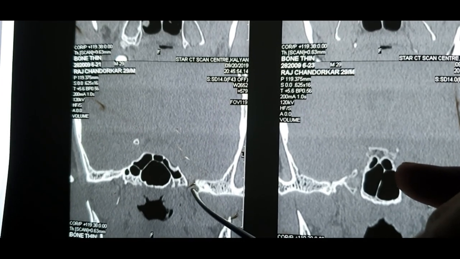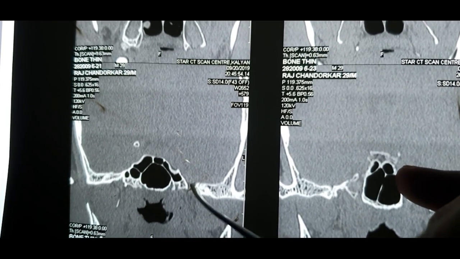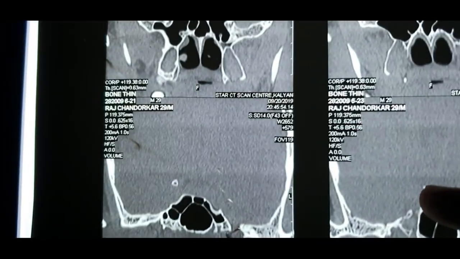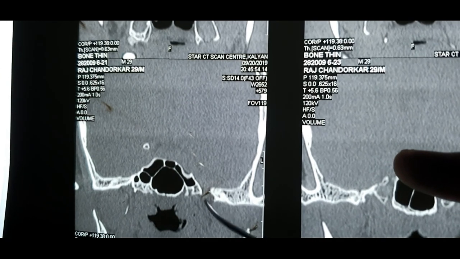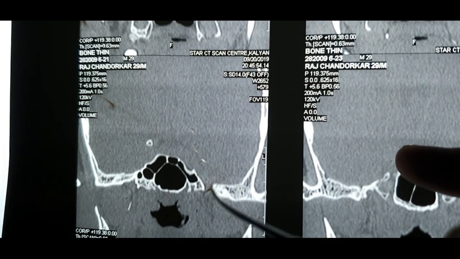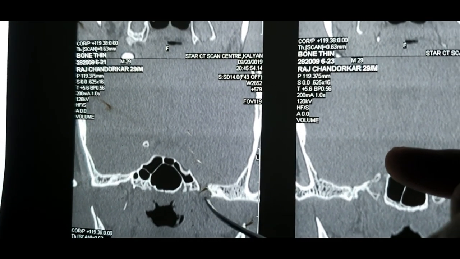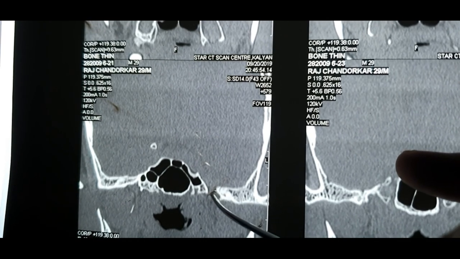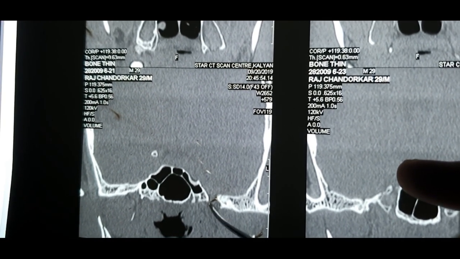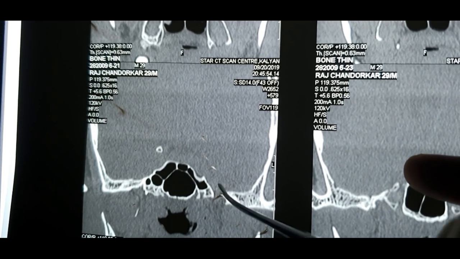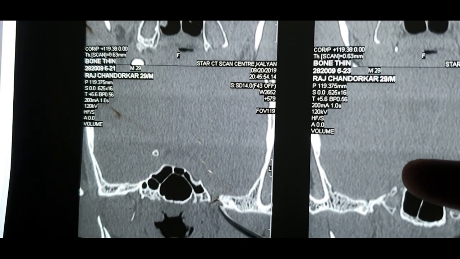That is not a defect, but actually that is the foramen ovale. So foramen ovale transmits the mandibular nerve, which is V3. V3, the third branch of the trigeminal nerve, the mandibular nerve, passes through the foramen ovale, which is here in the greater wing of sphenoid.